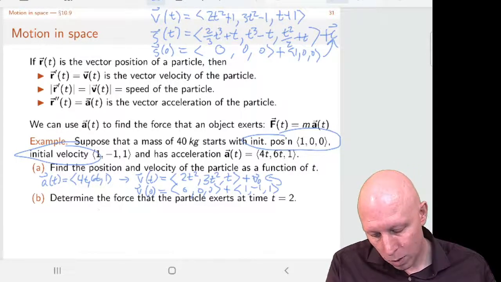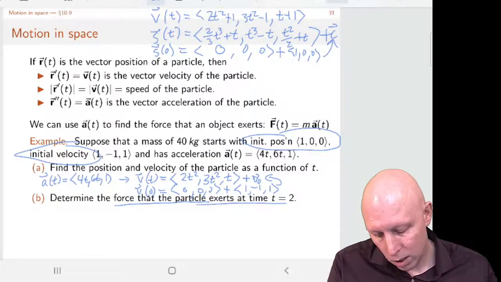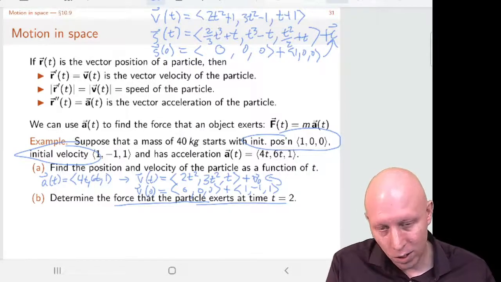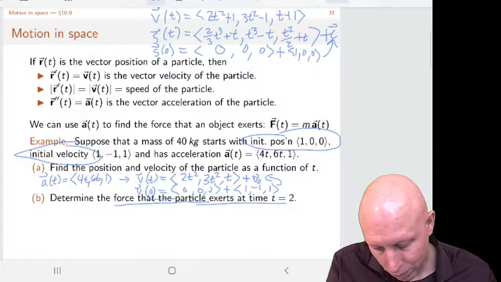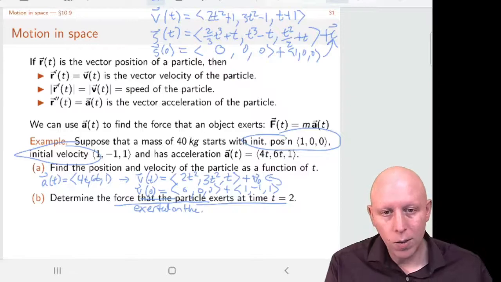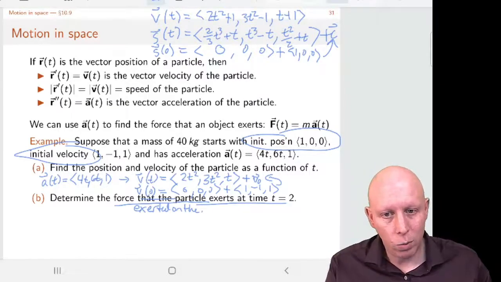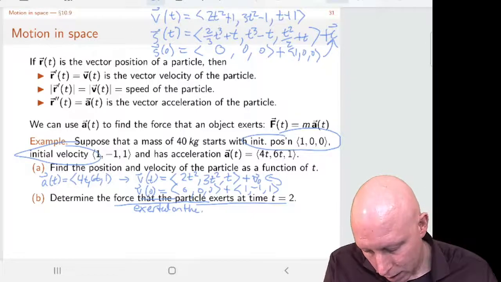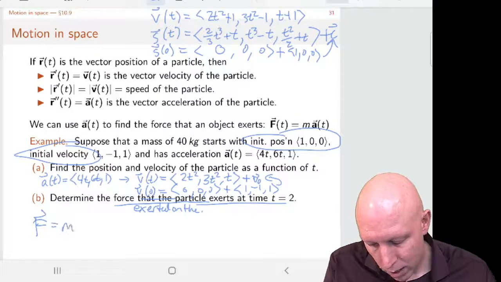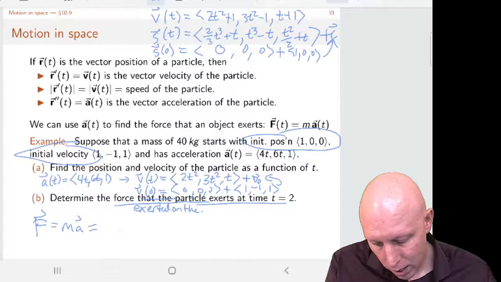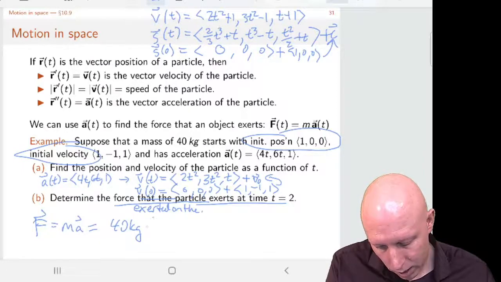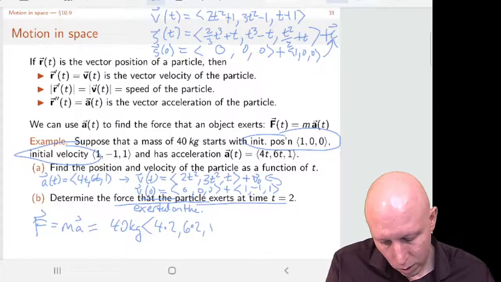Last thing here, determine the force that the particle exerts at time t equals 2. Maybe it's the force exerted on the particle at time t equals 2. So it's being accelerated in a certain direction. What's the force there? And so here we use force equals mass times acceleration. The mass is 40 kilograms, and the acceleration is 4 times 2, 6 times 2, comma 1.